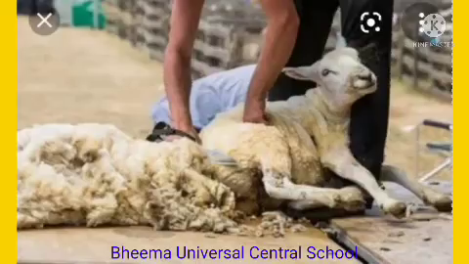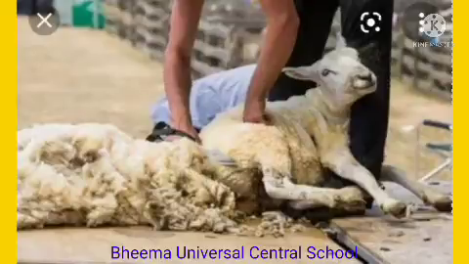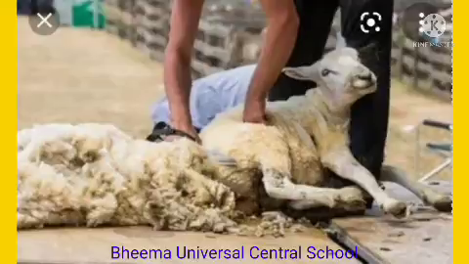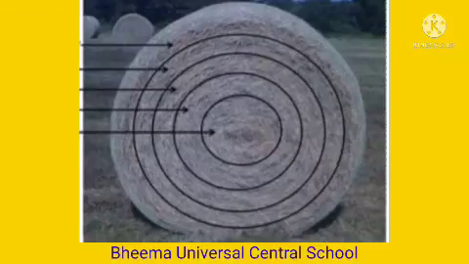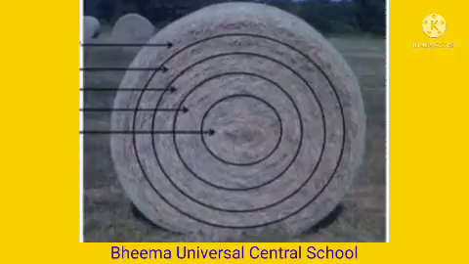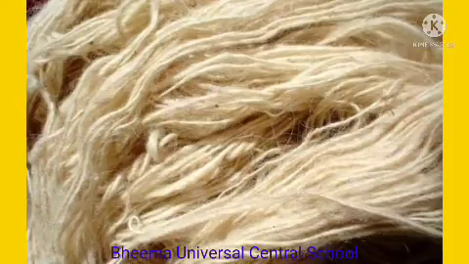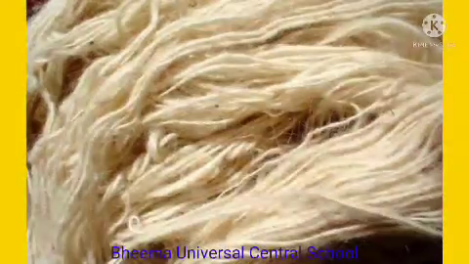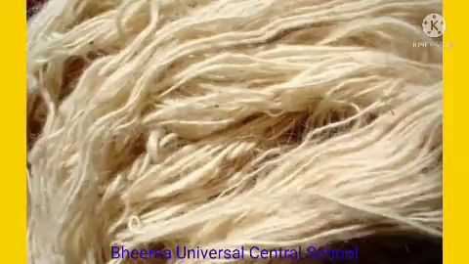Removing of hair and fleece from the animal for wool is called shearing. After shearing, the hair is packed into bales and transported to mills. In the mills, it is cleaned and spun into fiber.